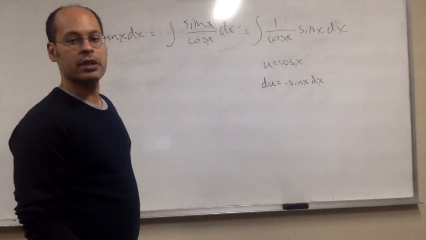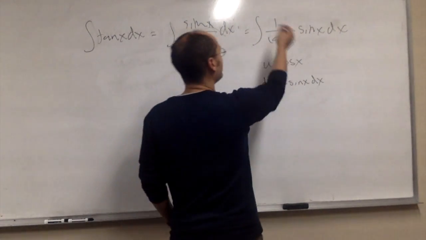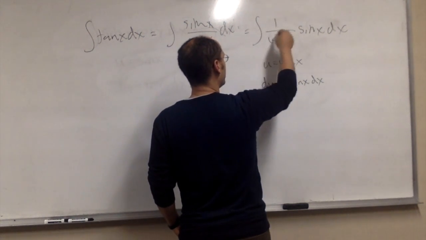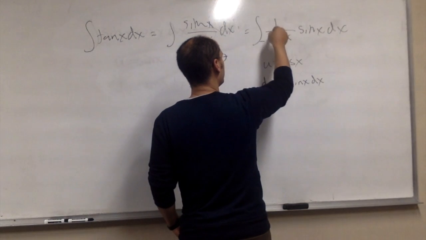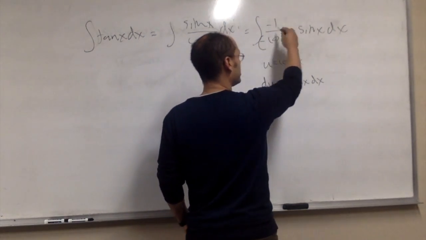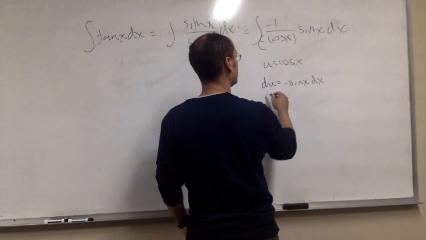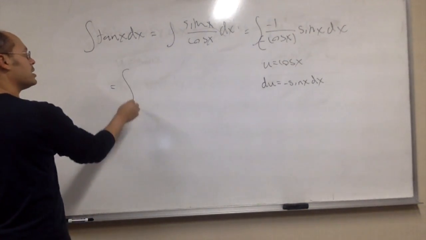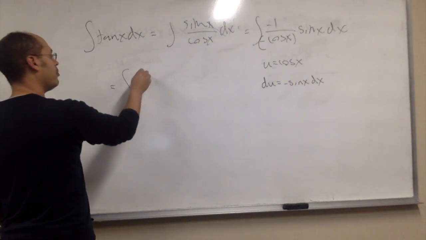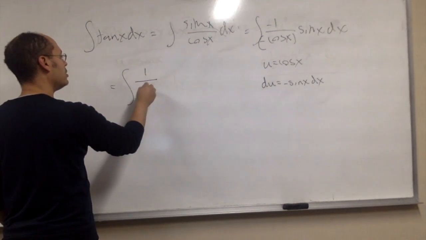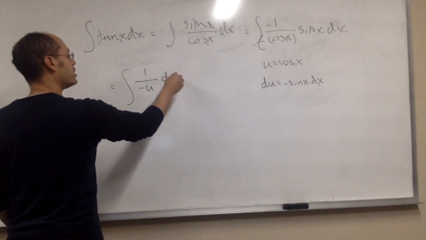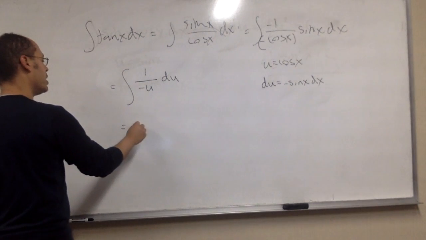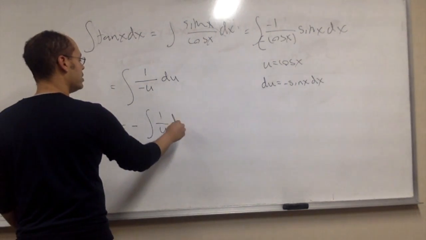Okay, well, I can do that. Let me just put an extra minus sign here, right? I can put a minus sign in the bottom and a minus sign on the top. Now I have a minus sine x dx. That whole thing is my du. So I can write this as 1 over negative u, and then the rest is my du. So all that stuff is my du. Or really I have a minus 1 over u du.